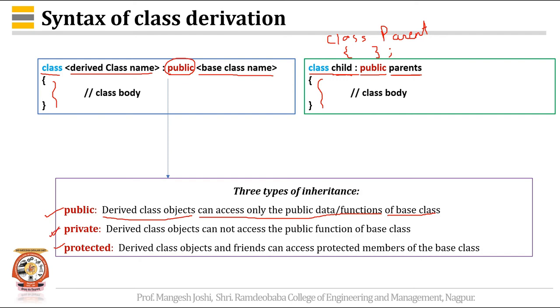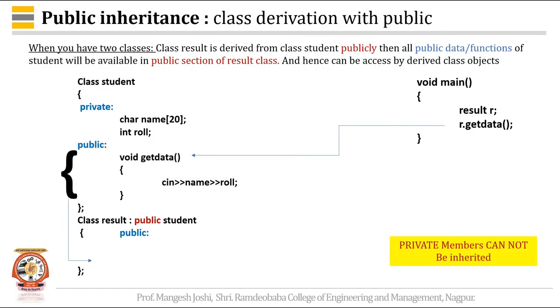So the second type of inheritance is private inheritance. In private inheritance, derived class objects cannot access the public functions or data of the base class. And what happens in protected inheritance? In protected inheritance, derived class objects and friends of that class can access protected members of the base class. Okay, let us see this with the help of an example.